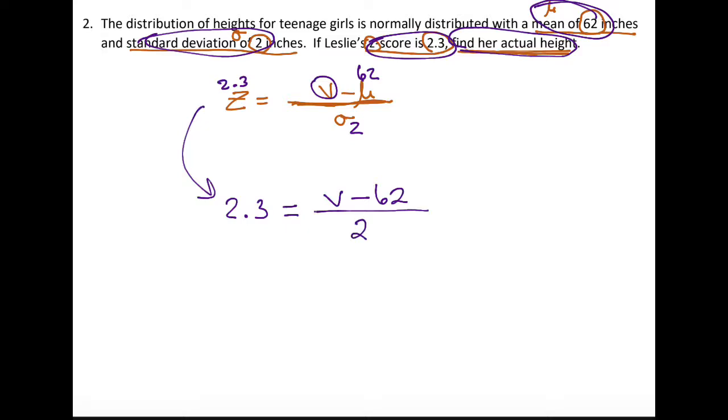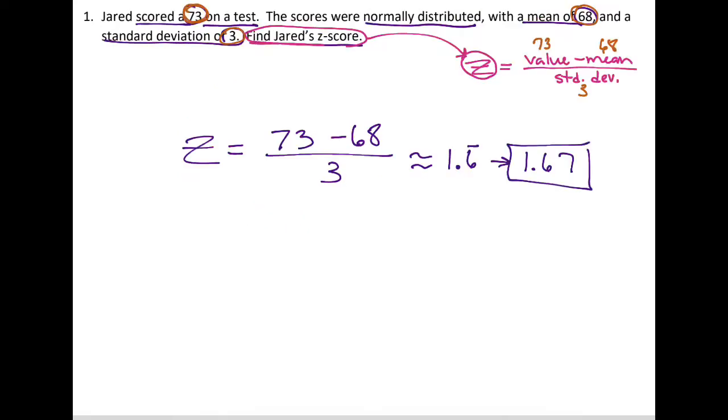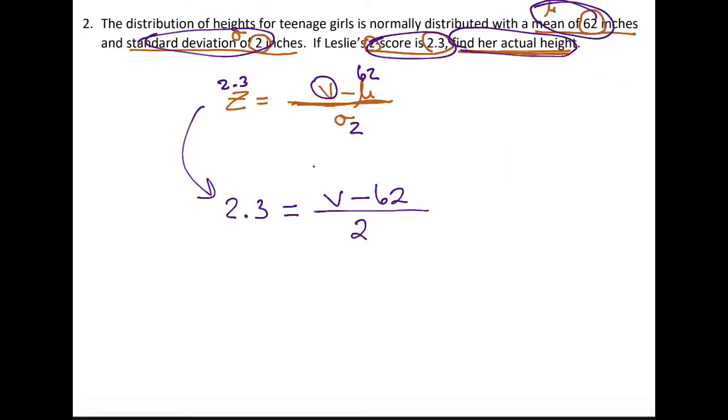Now we have to get v by itself. Notice in the last one, z was already by itself. We were finding z and we already had the value. But in this one, we are looking for the value, so we have to actually solve to get it by itself. It's not already by itself like on the other one. To do that, we have to do a 2-step equation. It is a 2-step equation algebra problem from here.